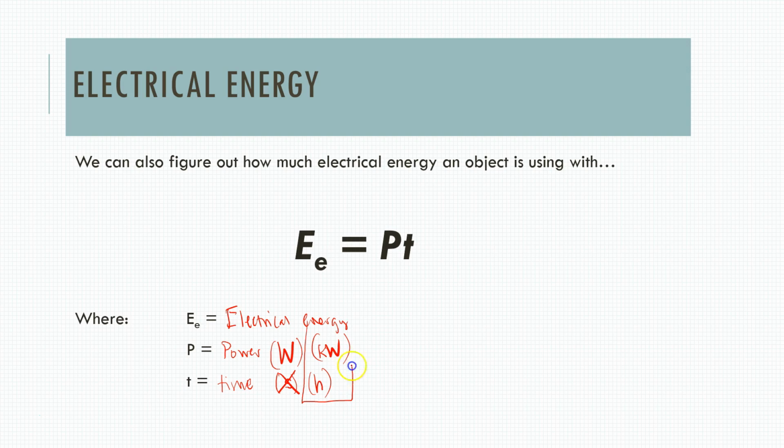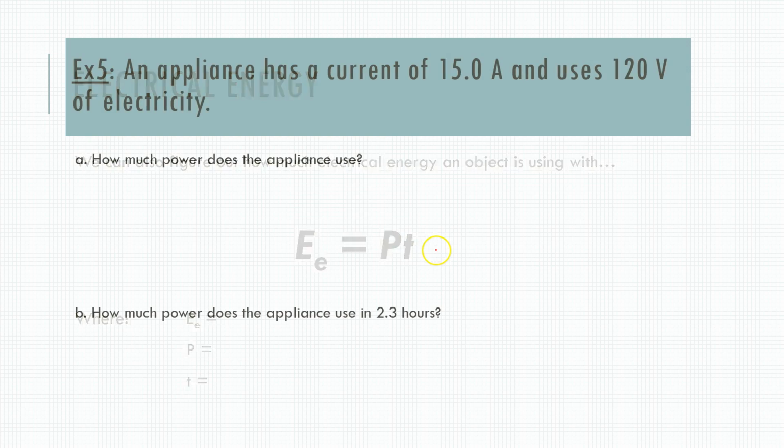Probably the most preferred way to do it would be to use kilowatt hours because that's what your power bill uses. So in terms of electrical energy, it would be measured then in kilowatt hours if you're using kilowatts down here. Now, if you put in watts, you get watt hours, but that's a little less common. Kilowatt hours is the most common. All we're doing is multiplying the amount of power used times the time that it was used.